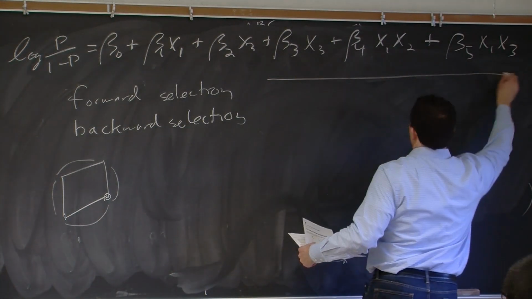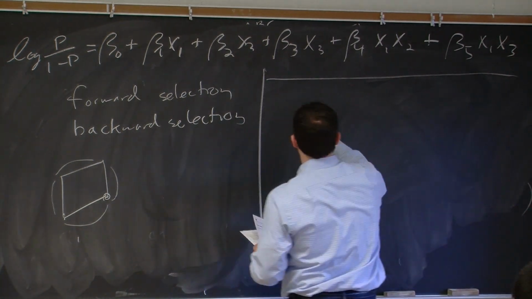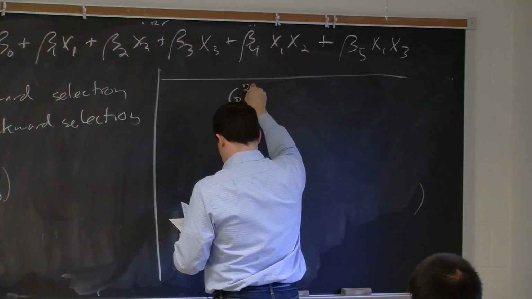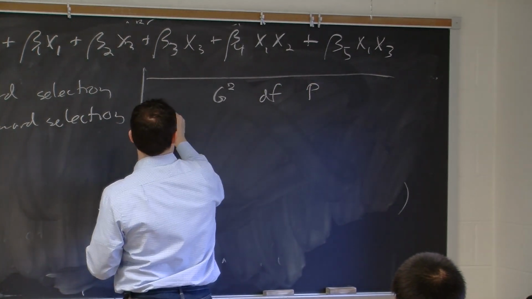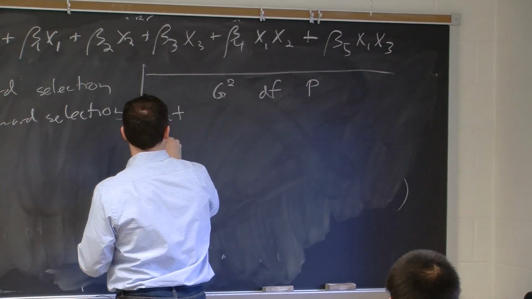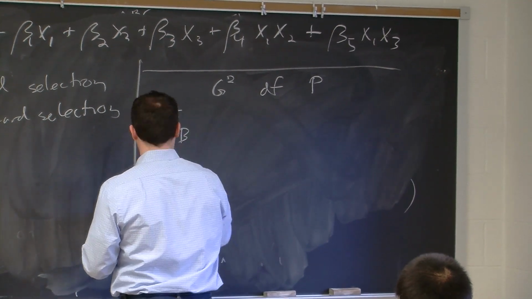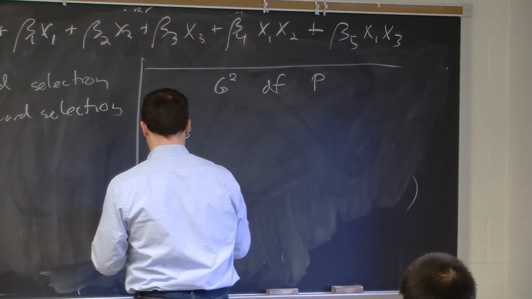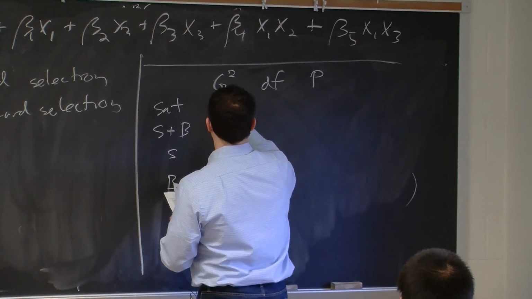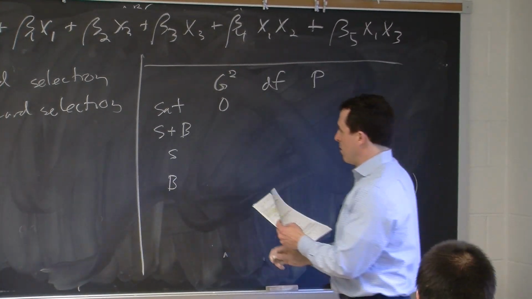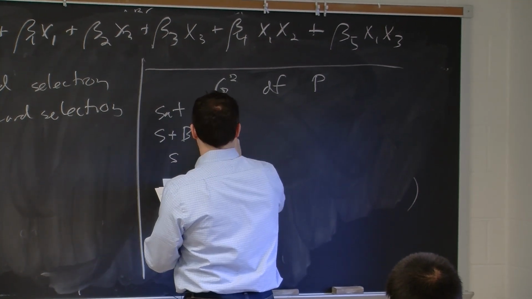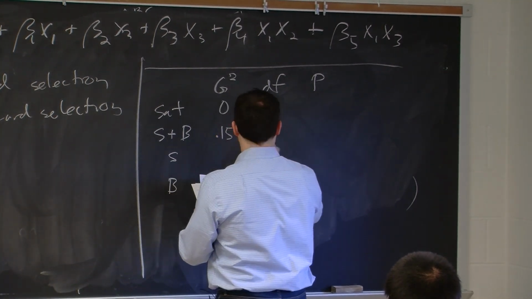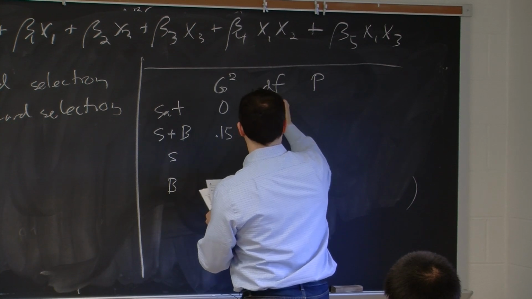So let's write that down. Actually, there's a table here. So G squared, degrees of freedom, p-value, saturated, S plus B, S, B. G squared, of course, for saturated is 0. For SES and Boy Scouting, it's 0.15, with 2 degrees of freedom. The saturated model has 0 degrees of freedom.